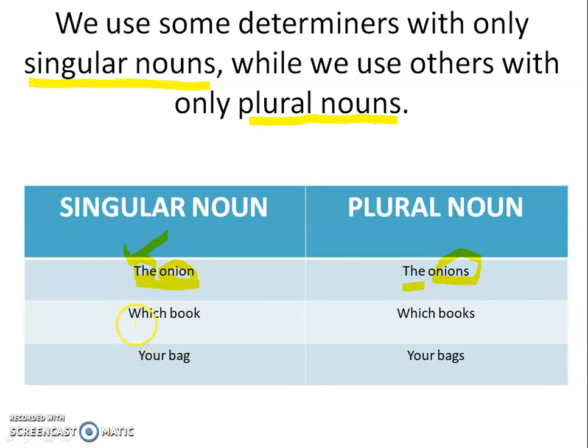Coming to the next one, which book, right? Here book is a noun, and which is a determiner used with a singular noun. Same as over here, which is used with a plural noun. And here again, your bag. Bag is a singular noun used with the determiner your, and bags is plural, again used with the determiner your, right?